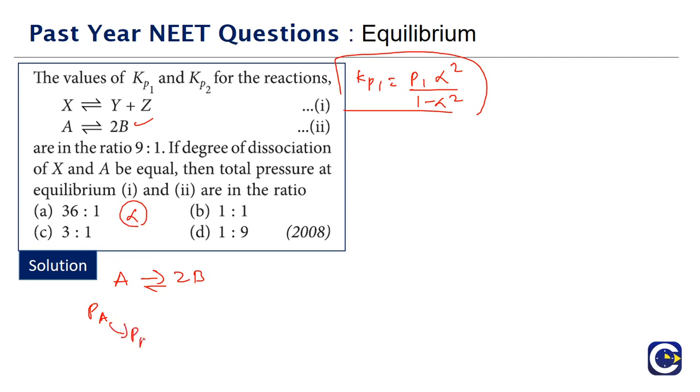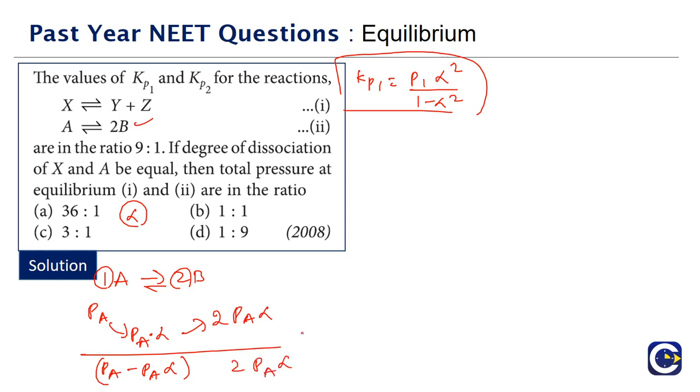So the pressure reduced here will be Pa into alpha. And we'll see one thing interesting. Every one molecule of A gives how many molecules of B? 2 molecules of B. Means the pressure addition here will be 2 times Pa into alpha. Means the equilibrium pressures are going to be Pa minus Pa into alpha. That is the equilibrium pressure for A. And what is the equilibrium pressure for B? It will be 2 times Pa into alpha. This is the equilibrium pressure for B.